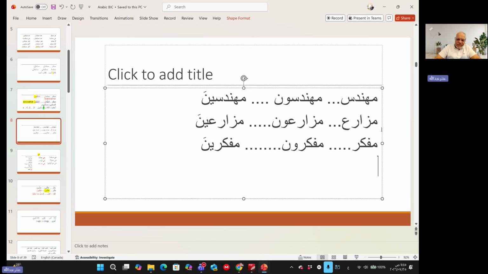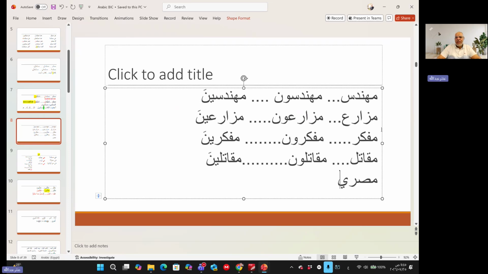Another word is muqatil, which is a fighter. What is the plural? Muqatiluna. And the other form? Muqatilina. Excellent. MashaAllah. Last one. Misri, which means Egyptian. So what is the plural?